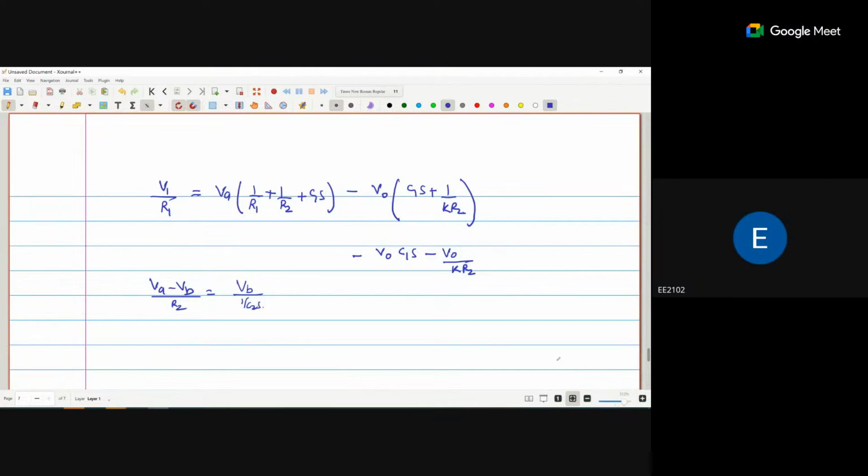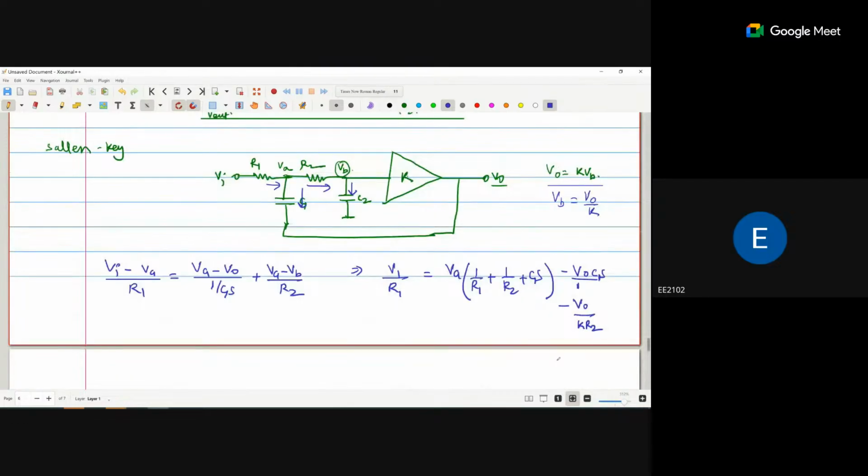Now from equation 1 and equation 2 you can solve, eliminate VA and VB. So this is your equation number 1, this is equation number 2, and your equation number 3 is this one. Now with the help of these three equations, eliminate VA and VB. So you will get the output equation in terms of V out upon VI.